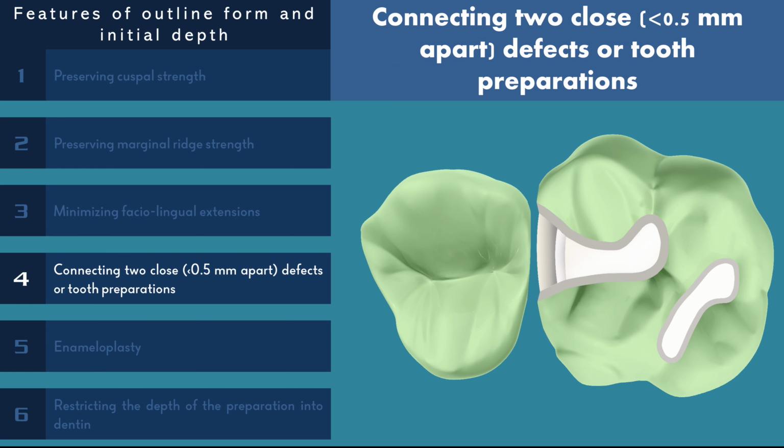In the picture which is given, you can see that there is a mesial and a distal tooth preparation in the maxillary molar. So this feature of the outline form and initial depth states that whenever there are two defects or two tooth preparations which are getting closer, less than 0.5 mm, then the intervening tooth structure has to be removed and it should be included as a wider or a single cavity preparation. So if the distance between two preparations or defects is less than 0.5 millimeter, that tooth structure has to be removed because it will be weak and it can lead to cracks and fractures.